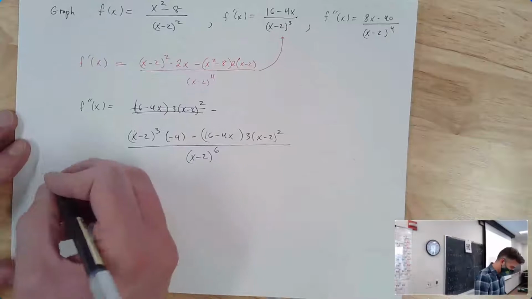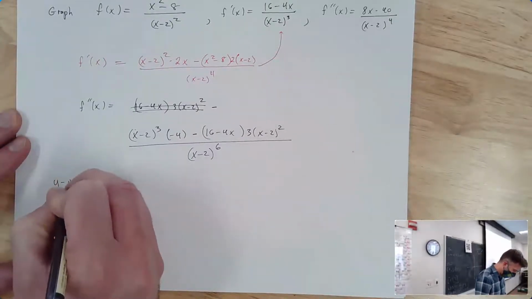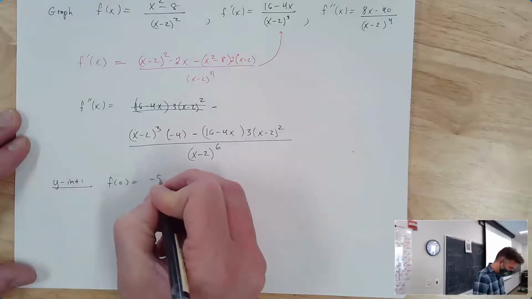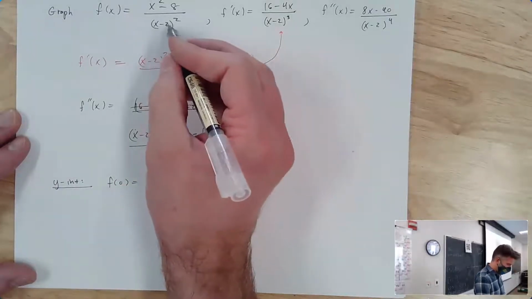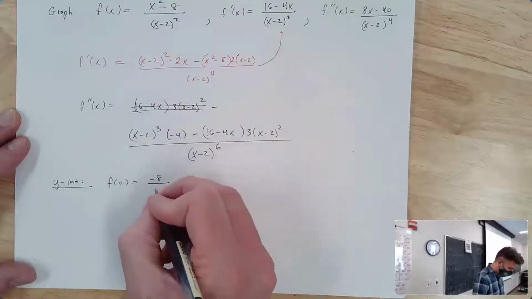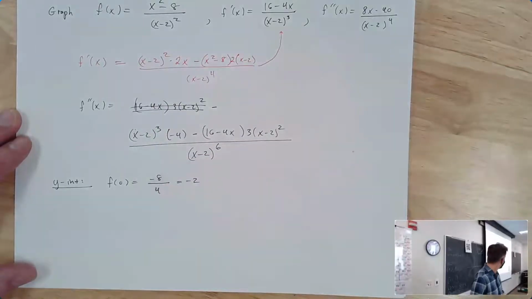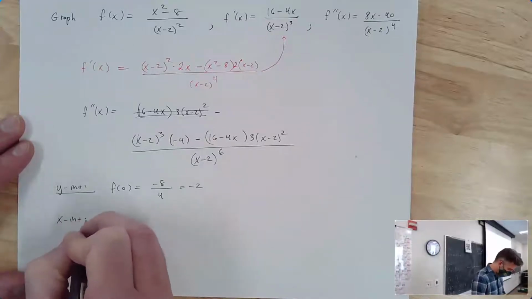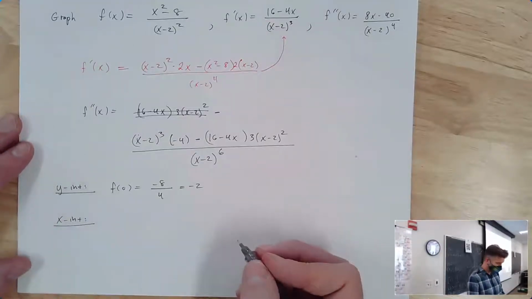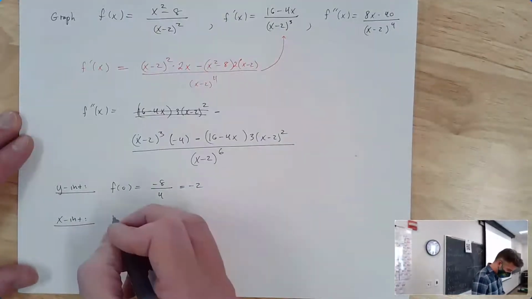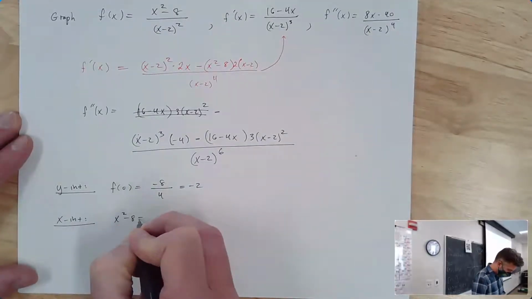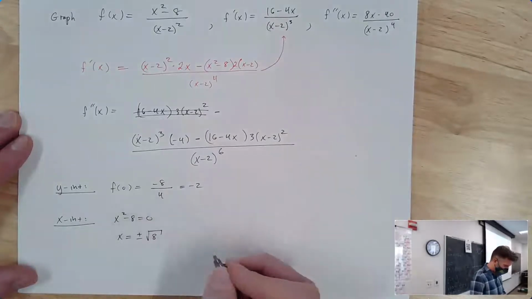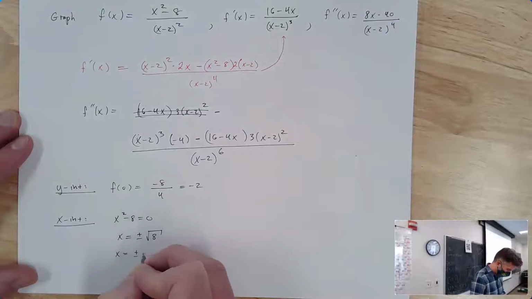So I'm going to find my y-intercept. It's going to be f of 0, which is -8 over 0 minus 2 squared, which is going to be -2. My x-intercept, I'm going to set the whole thing equal to 0, but really I'm just setting the numerator equal to 0. So x squared minus 8 equals 0. We're going to get x equal to plus or minus the square root of 8. Or if you prefer, x equal to plus or minus 2 root 2.